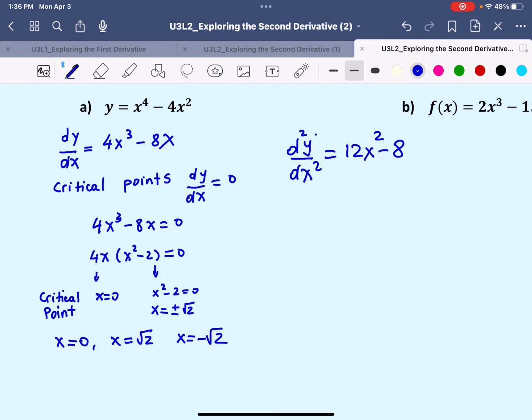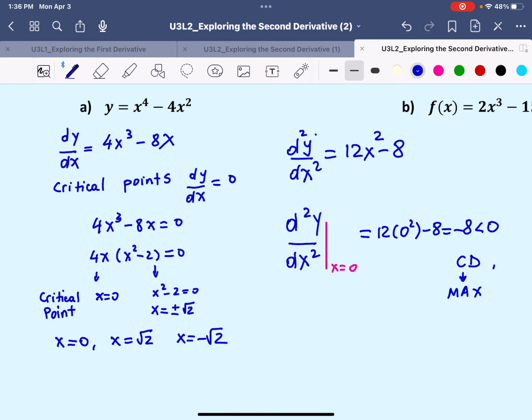So what that tells us is that we need to find the second derivative at x equals 0, which would equal 12 times 0 squared minus 8. So that's negative 8, which means that is a negative sign of the second derivative, meaning that the function will be concave down, and a concave down graph will host a maximum. That's a concave down, so the critical point will be a maximum.